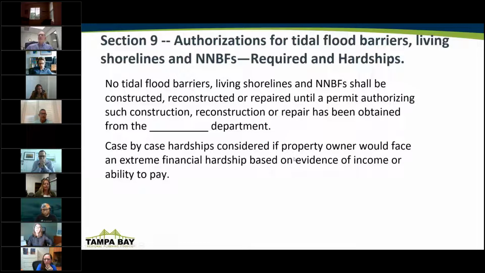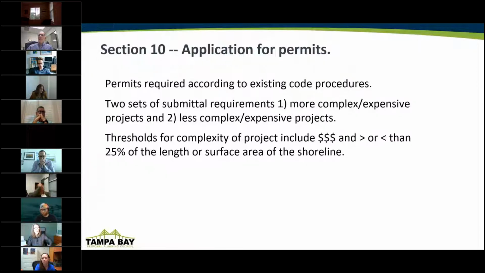Of course, in terms of government components, you have to have categories that allow determined people, staff, to change and address things if there's a hardship. So there's a category in here to allow for specific, if I'm like, I just can't afford this, what can I do? And so this is allowed in that. Application for permits, this follows existing code procedures.